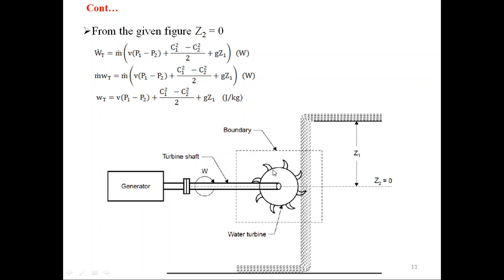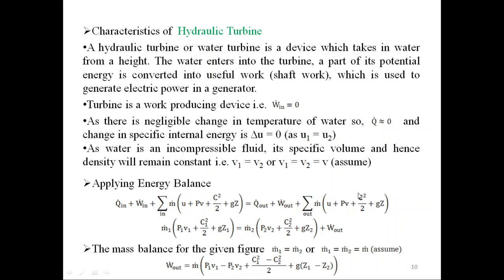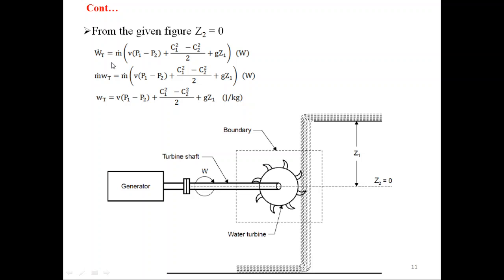Now, if you look at the given figure, we have assumed this as the datum or reference line. So the value of Z2 will be equal to 0 and we are having only Z1. If you apply this condition on the W dot out equation, you will get this as the equation. Now, we can replace this W dot T with m dot into small wt. This m dot is common, it will be cancelled out. So finally you get small wt equal to v into (P1 minus P2) plus (C1 square minus C2 square) upon 2 plus gZ1 in joule per kg.